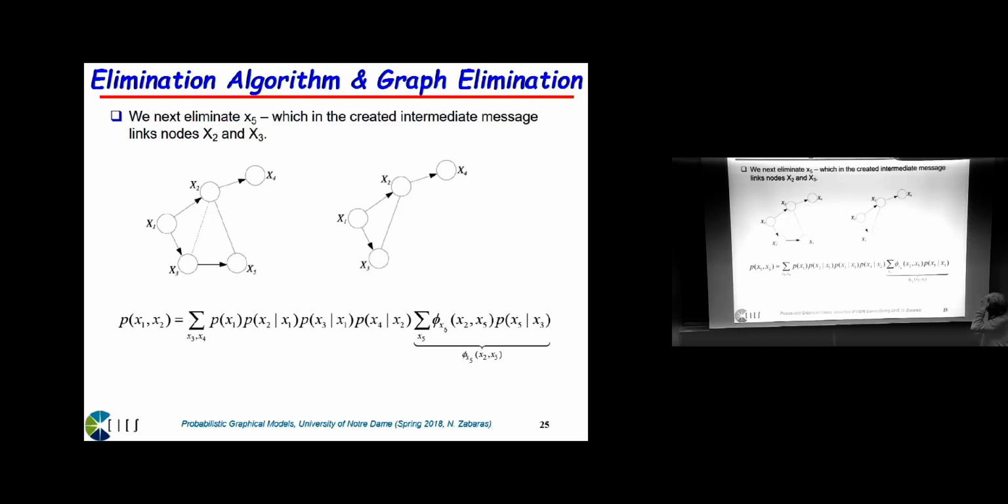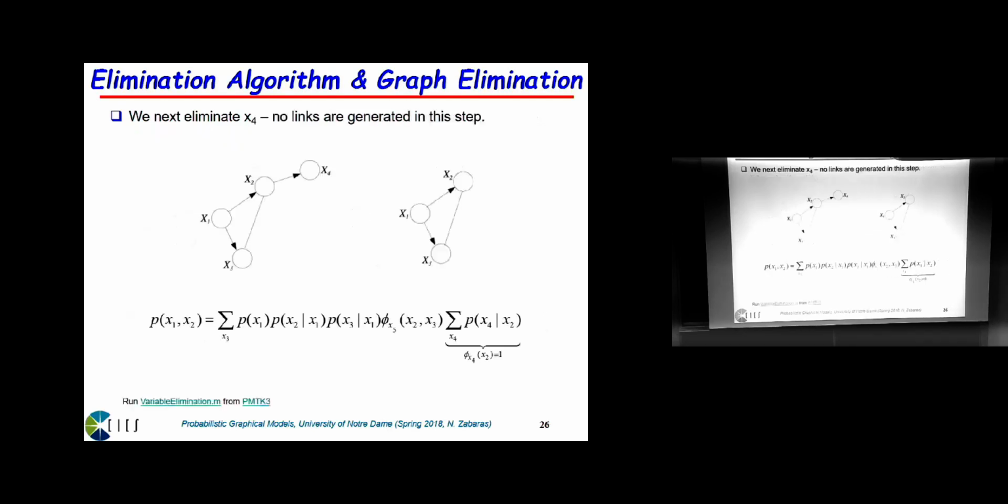Let's continue and eliminate now node 4. If I eliminate 4, there are no dependencies that I have to worry about. This summation comes out to be equal to 1, so this potential is equal to 1. So this is eliminated, and I get a graph like that.